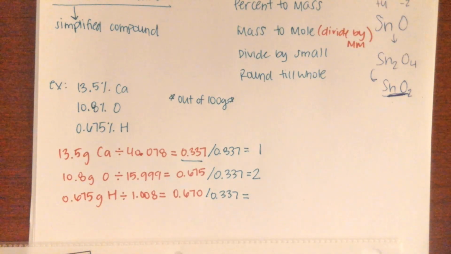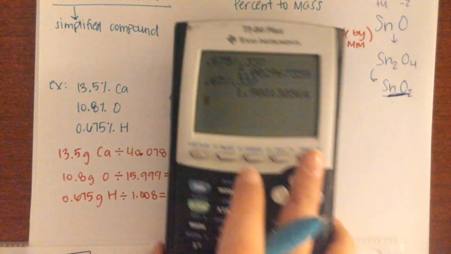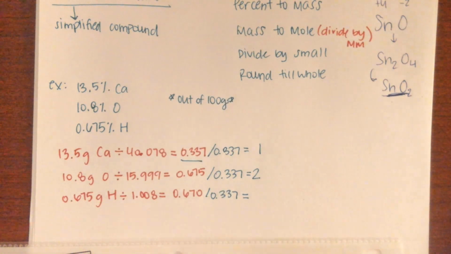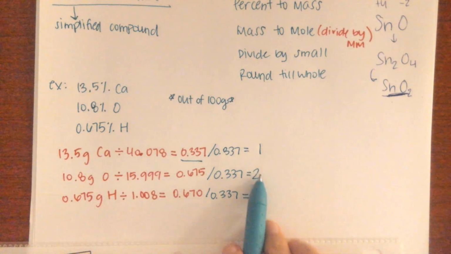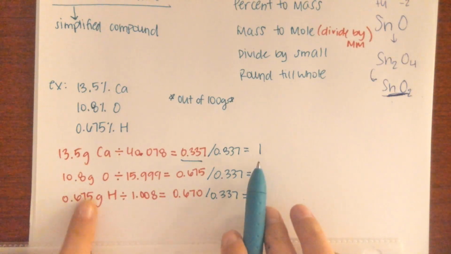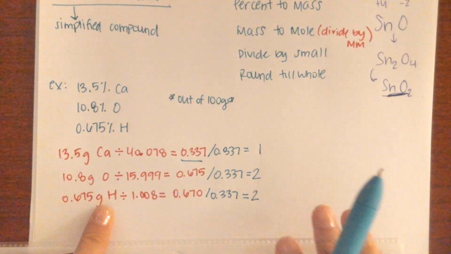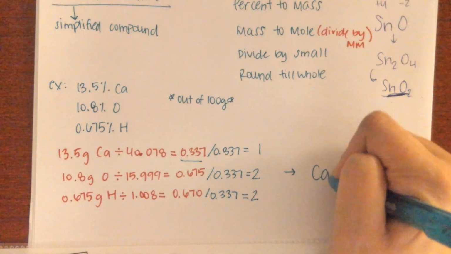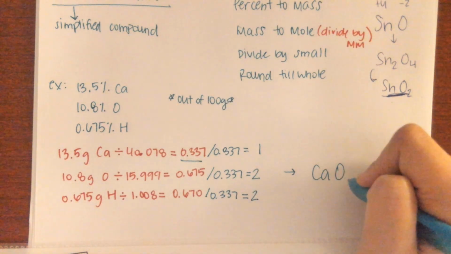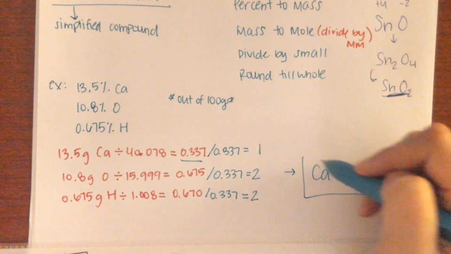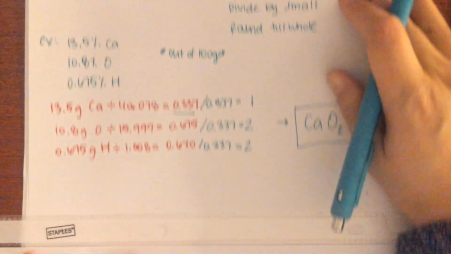Okay. The last one is the same thing. So when you divide that, you get 1.988. That's pretty darn close to 2. It's 2. So these whole numbers tell you I have 1 calcium, 2 oxygens, 2 hydrogens. Now you build the compounds. So Ca, you don't have to write the 1, O2, H2. This is your empirical formula.